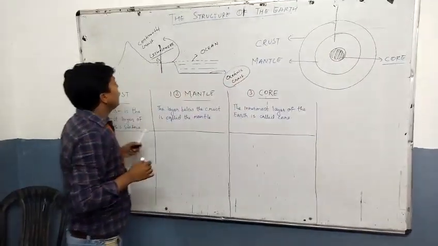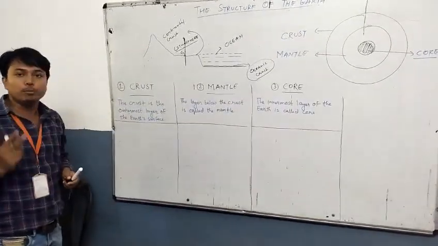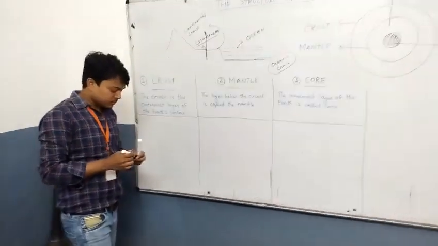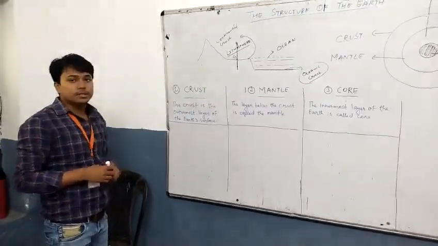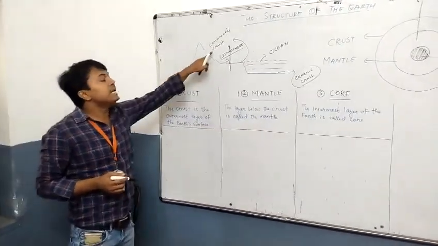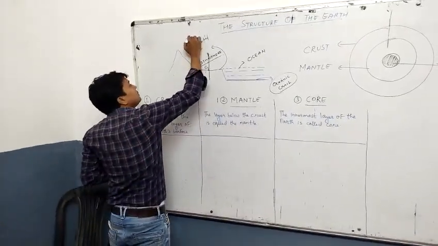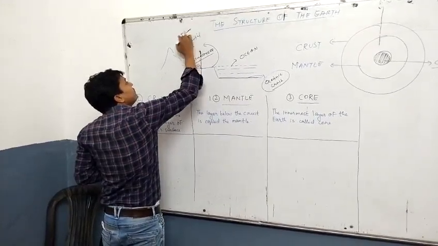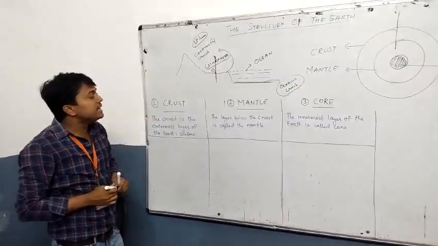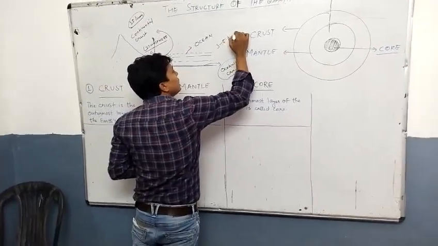So we understood about the oceanic crust and continental crust. Our crust is divided into two parts. First is continental crust and the second is oceanic crust. Now we discuss further the thickness of the crust. The thickness of the continental crust is 35 kilometers beneath the earth's surface, and the thickness of the oceanic crust is 3 to 5 kilometers.